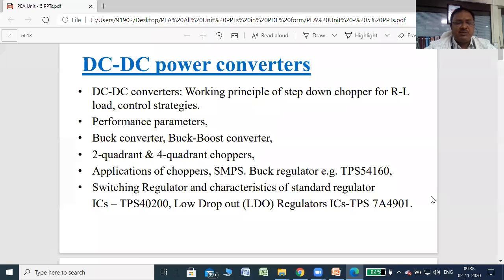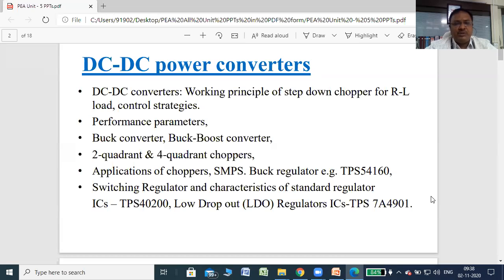Okay, so this is the syllabus in front of you. DC to DC converters, working principle of step down chopper, step up chopper, right? Then control strategies, performance parameters, then buck converter, boost converter or buck boost converter. So buck means down converter, boost means up converter, and buck boost is up down converter. Then two quadrant chopper and four quadrant chopper. Now what is the two quadrant, four quadrant, that we will see later on. But two quadrant, four quadrant chopper is one of the important converter types.